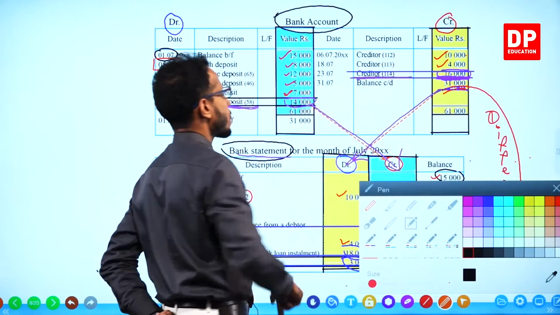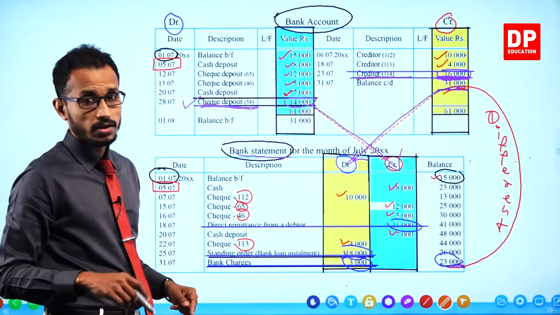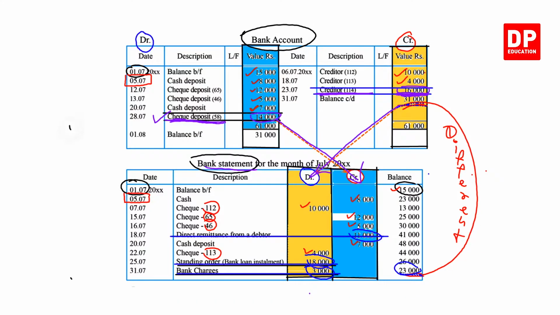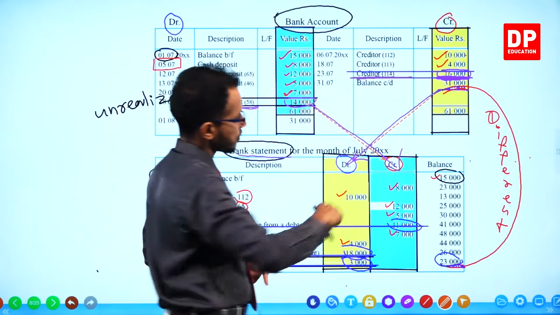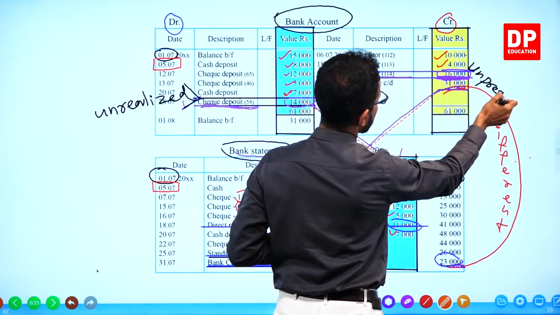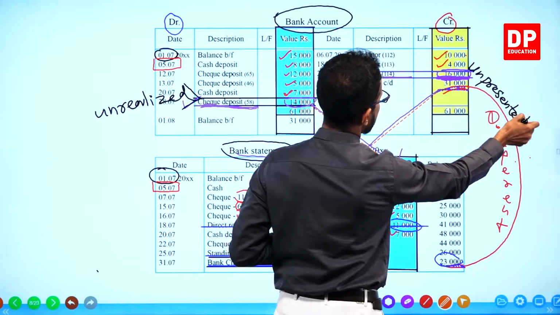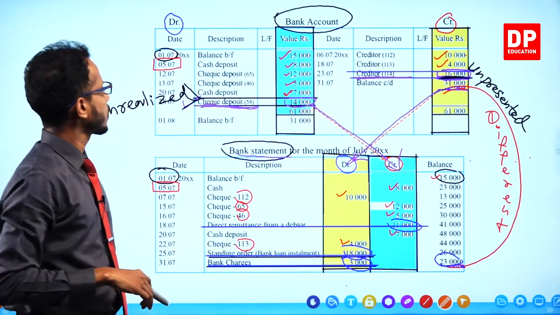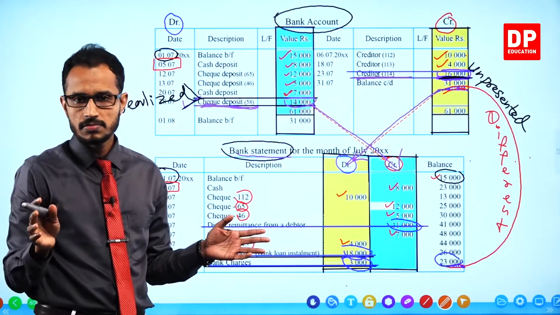Alright, so we'll mark. These are unrealized checks, these checks. On the credit side, we have unpresented checks. Unpresented. You got it, children? Did you understand?